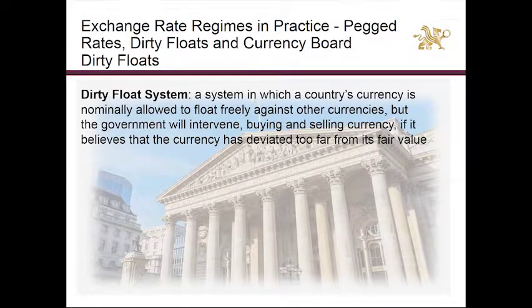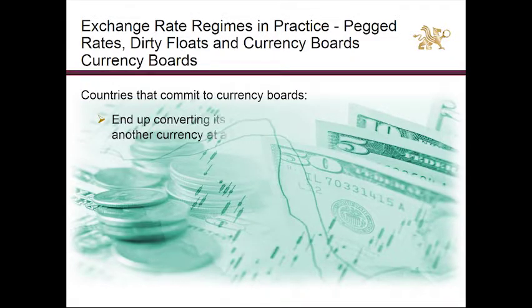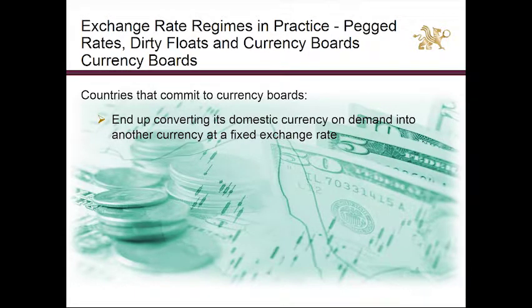A dirty float system is a system in which a country's currency is nominally allowed to float freely against other currencies, but the government will intervene, buying and selling currency, if it believes that the currency has deviated too far from its fair value. Other countries, while not adopting a formal pegged rate, try to hold the value of their currency within some range against an important reference currency, such as the US dollar. Countries that commit to currency boards end up converting their domestic currency on demand into another currency at a fixed exchange rate. Hong Kong's experience during the 1997 Asian currency crisis, however, has added a new dimension to the debate over how to manage a pegged exchange rate.